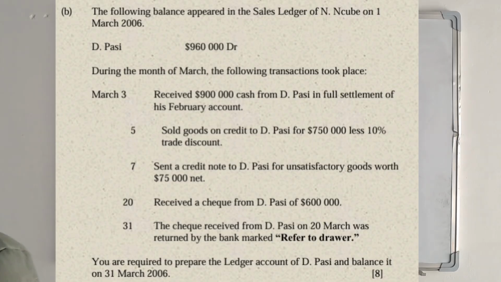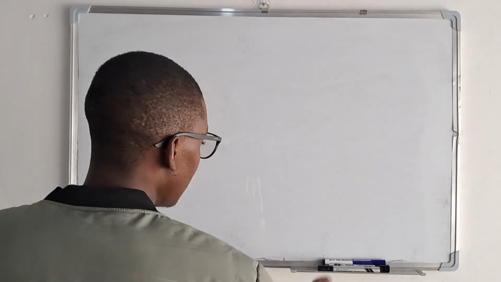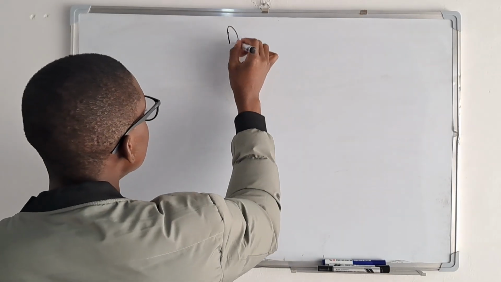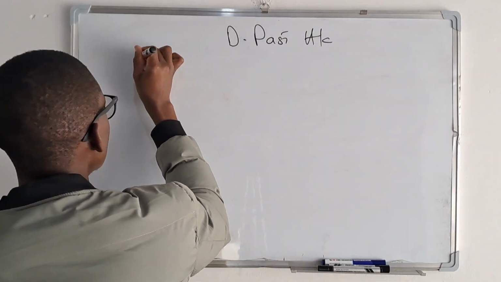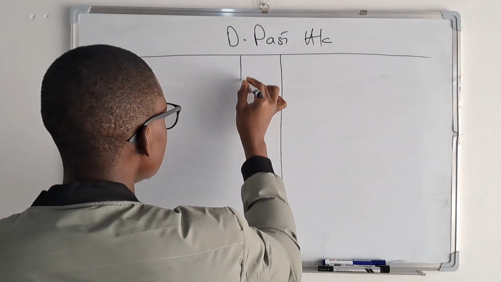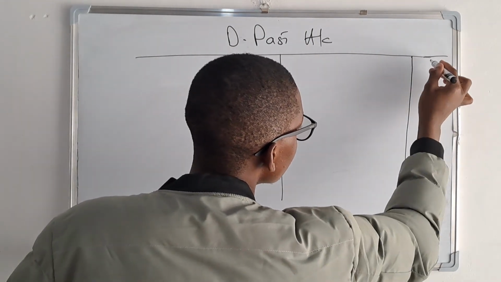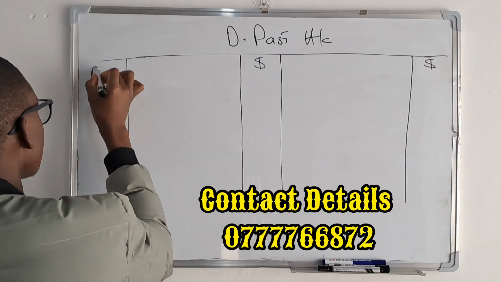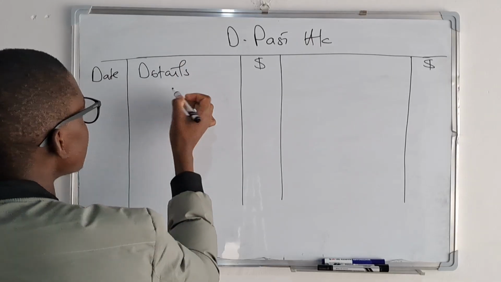Our first aspect: when you are preparing a sales ledger account, you first write the name of the customer, which is D Parsi account. You put your line. In terms of Cambridge, you'll be given the dollars column, the date column, and the details column.